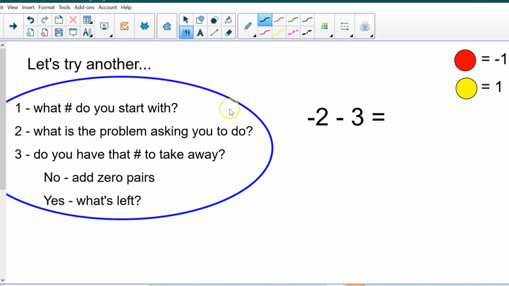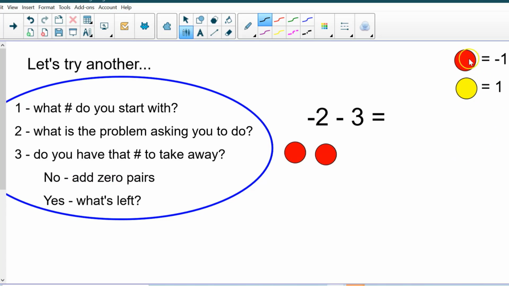So, what number do you start with? Negative 2. So let's pull these two negatives down. We ask ourselves the next question. What's the problem asking you to do? Take away 3. 3 positives, not take away negative 3. It's take away 3, positive 3. Do we have that number to take away? No, we don't have 3 positives. We only have what? 2 negatives.